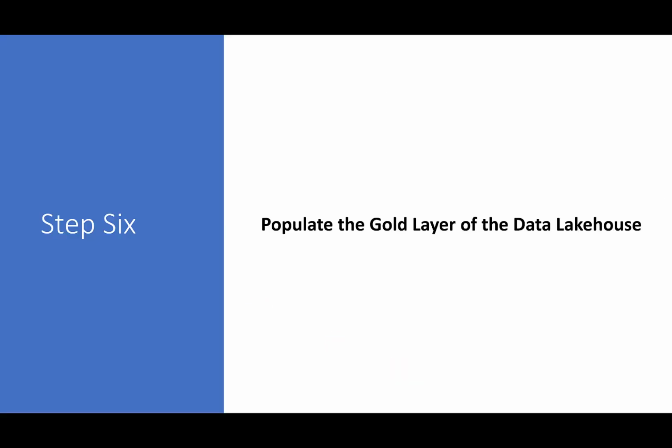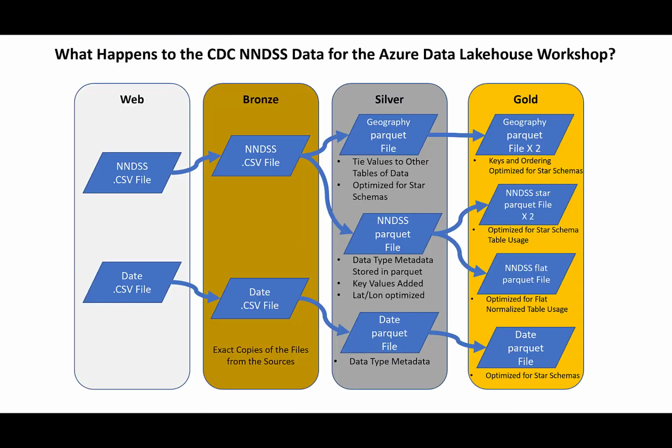Step number 6, populate the gold layer of the data lakehouse. For the gold layer, we'll take the files that were created in the silver layer and we'll optimize them for reporting and analytics. First, we'll create a star schema version of the tables, which will be 2 different geography tables, one at the grain of individual states and the other containing the different aggregation levels that were present in the data. Secondly, we'll create the transaction table. There will also be 2 of those, one for the states and one for the aggregations. That way you'll make sure there won't be any double counting.